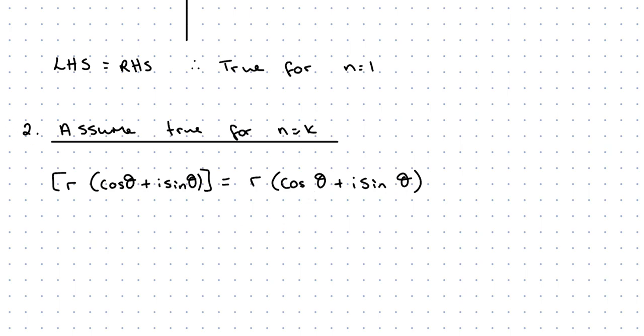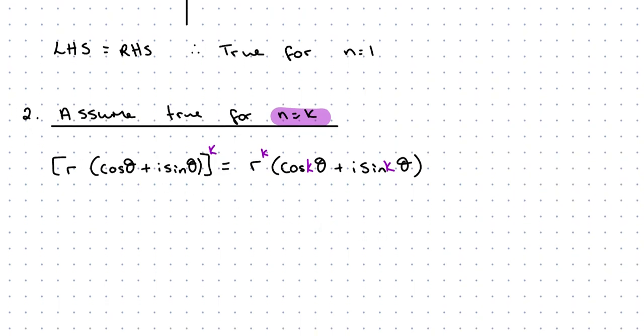I might even use a different colour so we can keep track. So n is equal to k. Let me fill in purple all the k's. There was an n here, it now is a k. An n here is now a k. A k there, and another k there. Now, that's the second step done. It's nice and short. We're assuming that it is true for that.